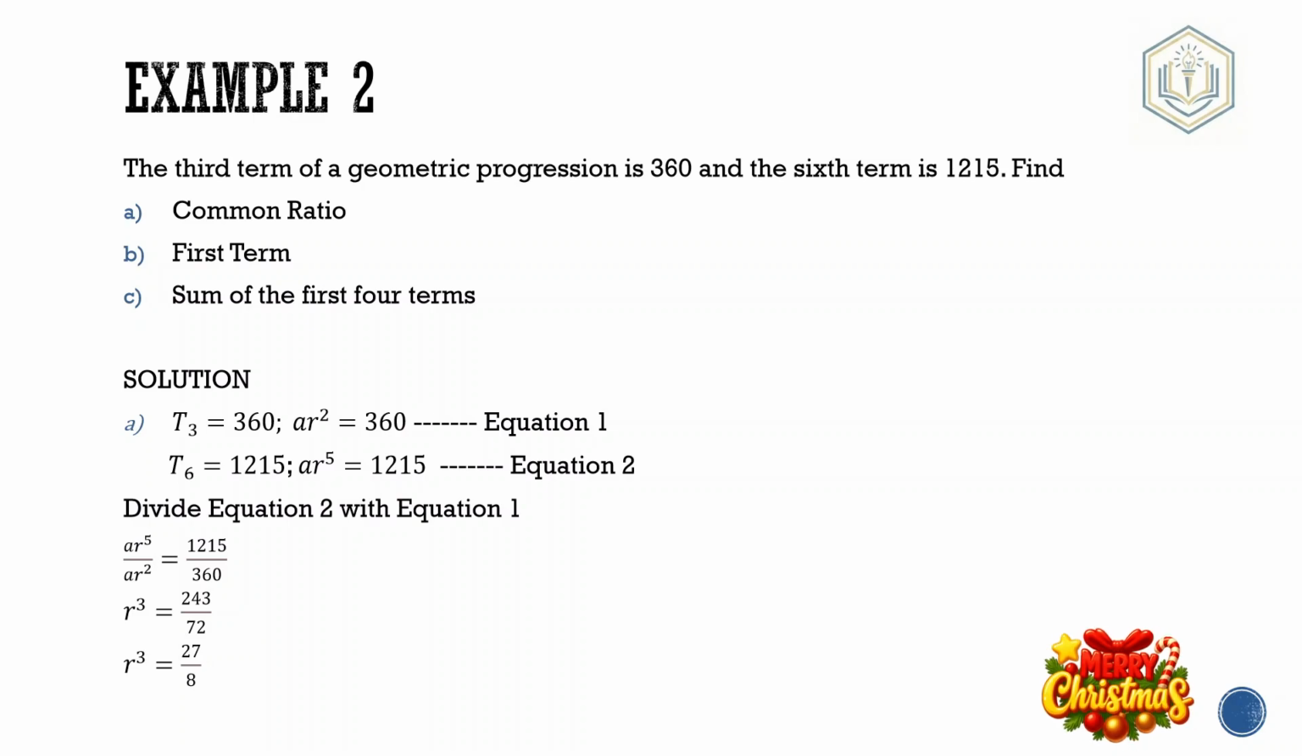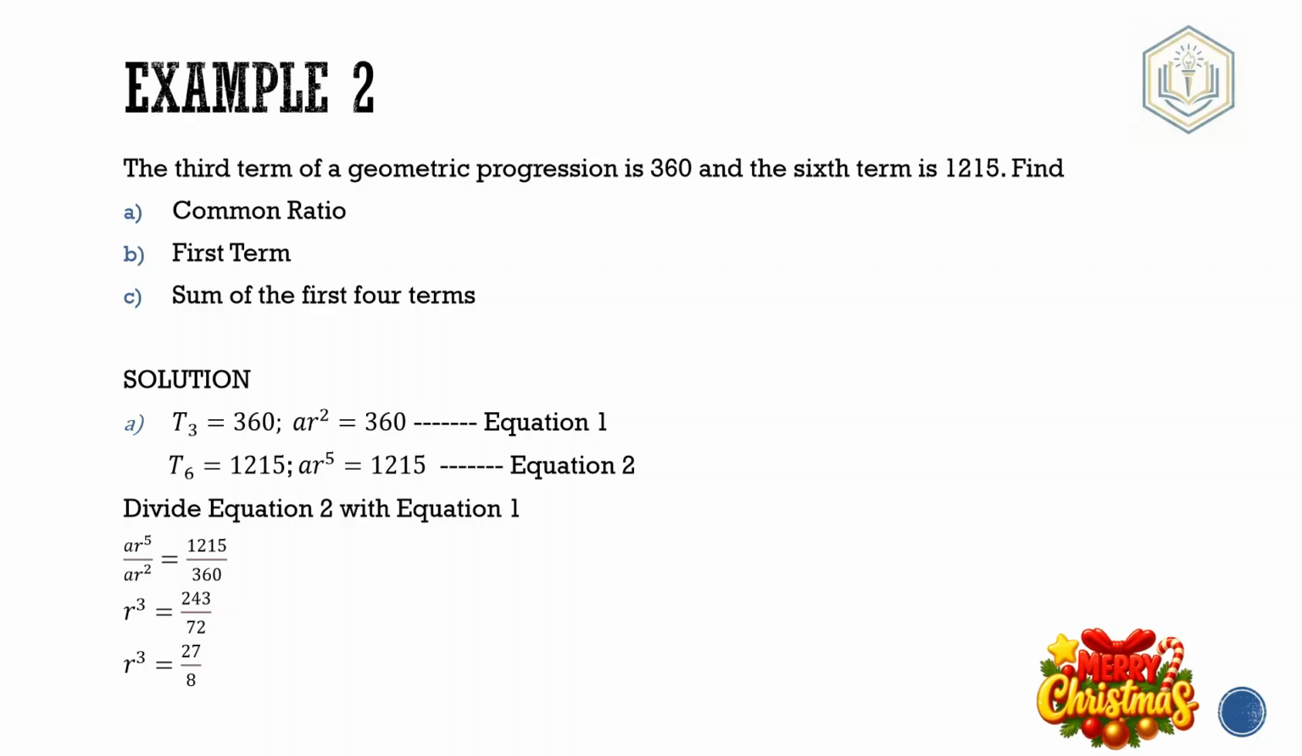Solution. Third term equals 360. To find your third term there, that will be A times R squared equals 360, equation 1. And then for the sixth term, that will be A times R raised to power 5, that's 1215. That's equation 2. Now we just divide equation 2 by equation 1. So that will just give us A times R raised to power 5 divided by A times R raised to power 2, which is 1215 divided by 360. So the A will cancel out.